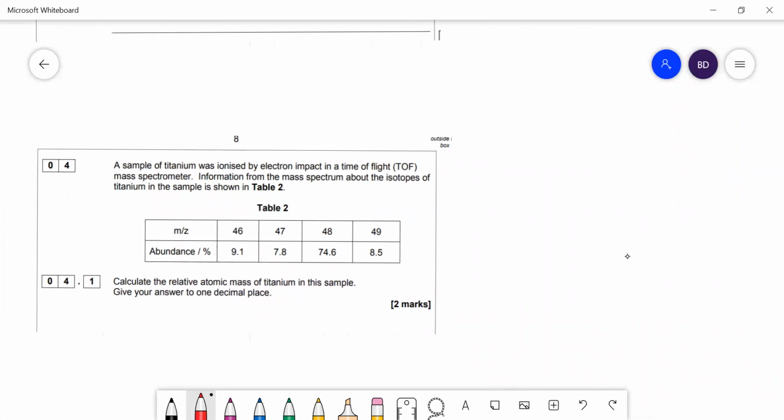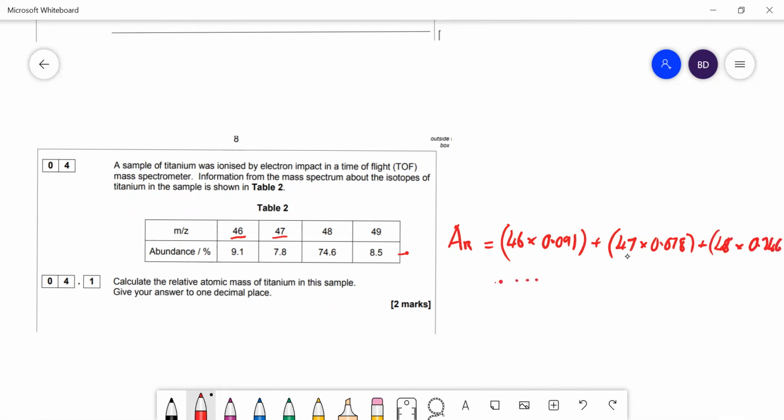It gives you the abundance of titanium isotopes in percentage. All those percentages do add up to 100. We want the relative atomic mass. So for the relative atomic mass, you add them all together. So you would do 46 multiplied by 9.1 over 100. To make life easier, just put them as decimals, 0.091. And then you plus 47 times 0.078 plus 48 times 0.746 and so on.